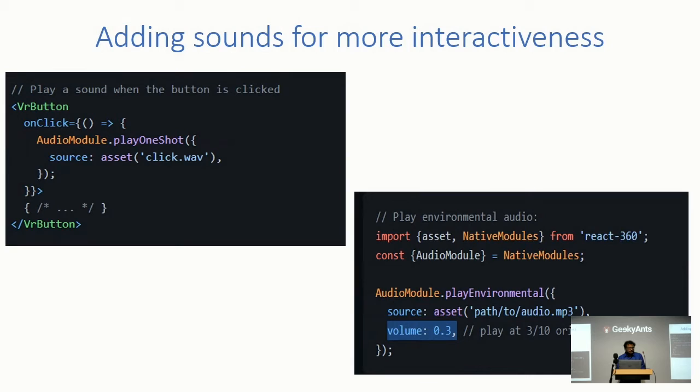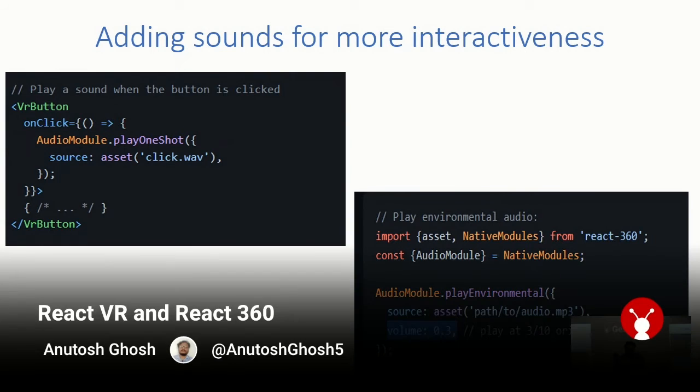So on the left you can see that there is a VR button. Like we said, this VR button is one of the building blocks. So here, on click event, you can actually play the audio with the help of this audio module. And similarly, on the right picture you can see that this audio is being played when you open the React VR application without any kind of events. Like when you open the application, it will play the audio. So it is using this method, play environmental.